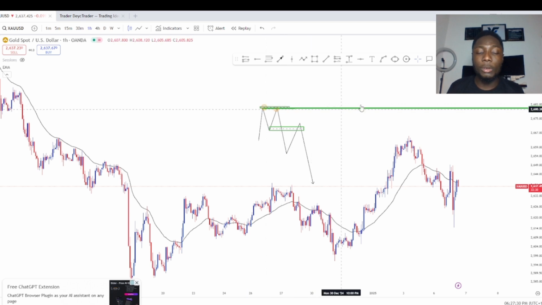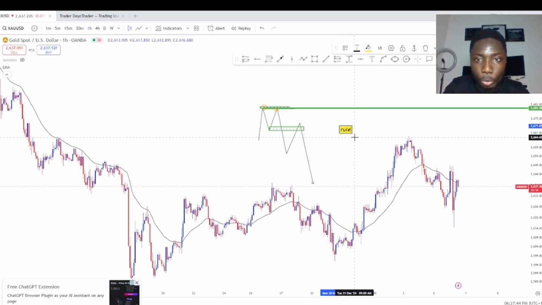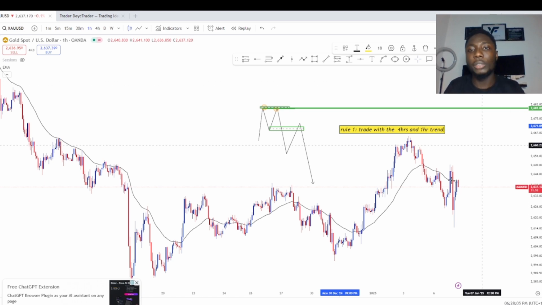So what do you need to see in order to pick the trade? That's what we're getting to, the rules. So rule one, if you have your pen there, rule one is what? Trade with the 4 hours and 1 hour trend. Trade with what? The 4 hours and what? And the 1 hour trend.